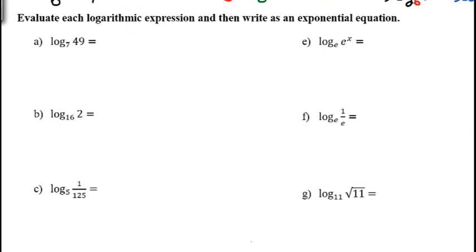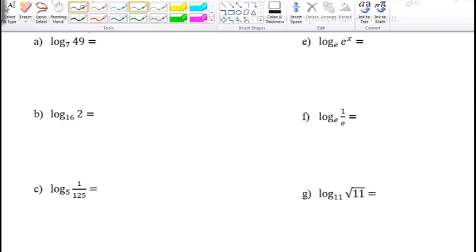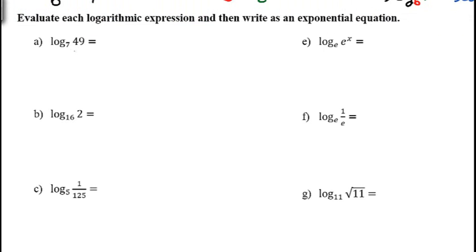Here we're going to evaluate the log expressions. Our first example is log base 7 of 49. When you're evaluating a log, remember that logs are equal to exponents, so what power can I raise 7 to so that I get 49? The answer is 2. 7 squared is equal to 49, and so log base 7 of 49 is equal to 2.